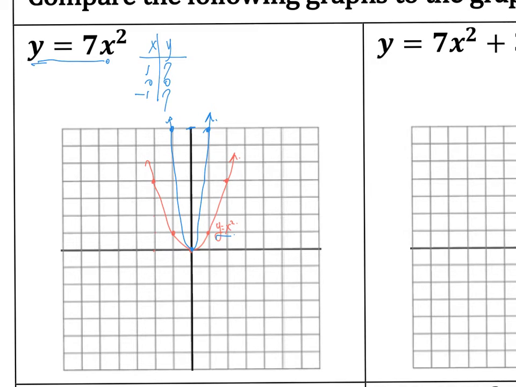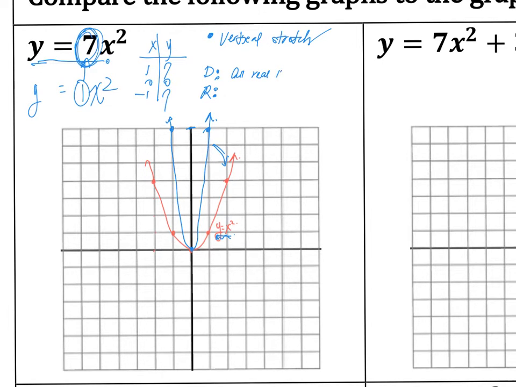Okay, now to compare the blue graph to the red graph, we can see that when the leading coefficient increases, there's going to be a vertical stretch compared to the parent graph. Okay? And then the domain and the range. The domain would just be all real numbers. And the range would be y greater than or equal to 0.